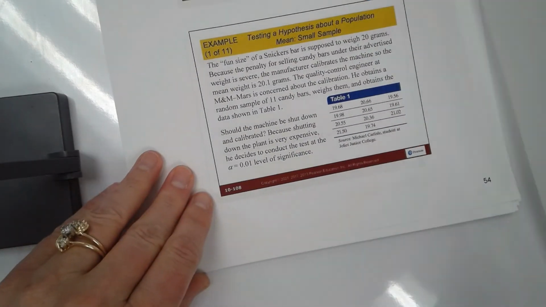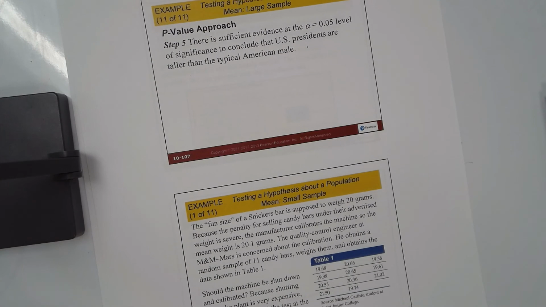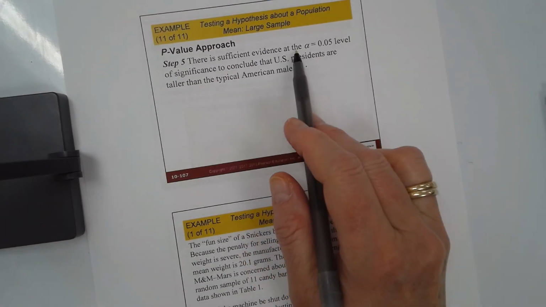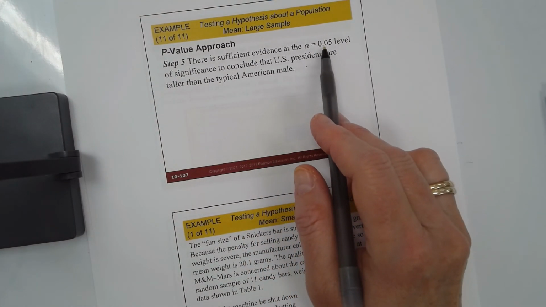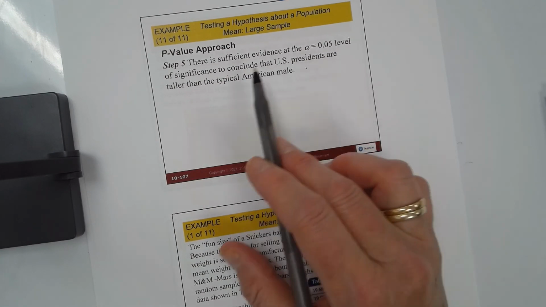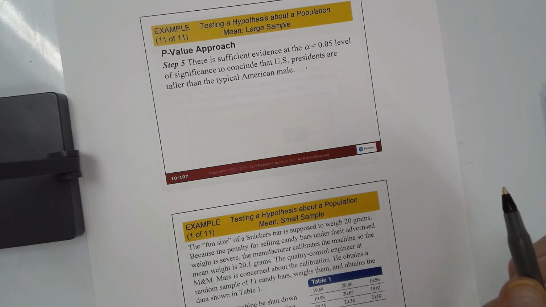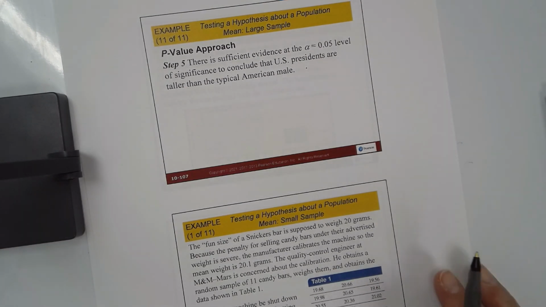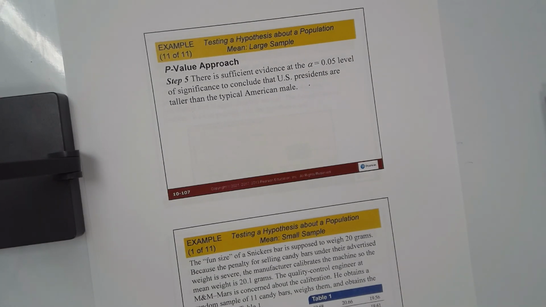If we reject it, that means that there is sufficient evidence at the alpha equals 0.05 level of significance to conclude that U.S. presidents are taller than the typical American male. Any questions about that?